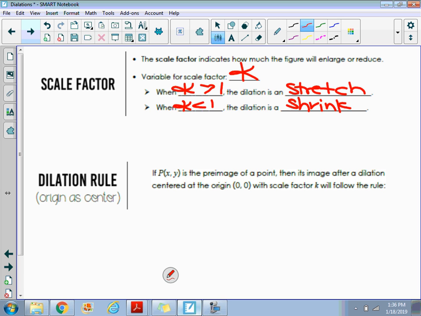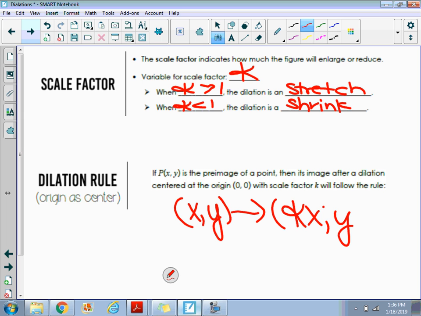Okay, so dilations have one simple rule. You just multiply each coordinate. You multiply the X coordinate by that scale factor K. You multiply the Y coordinate by that scale factor K. So this is the easiest one to remember. KX, KY. So you're just multiplying each coordinate.